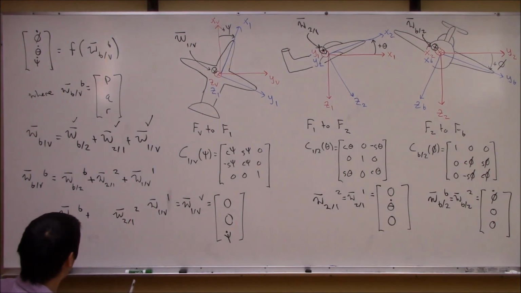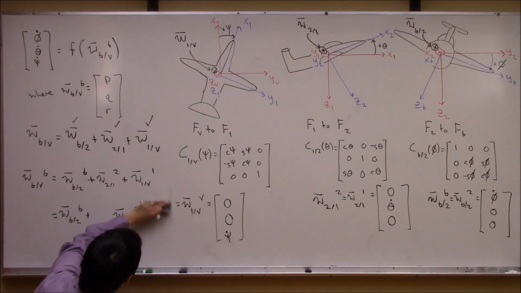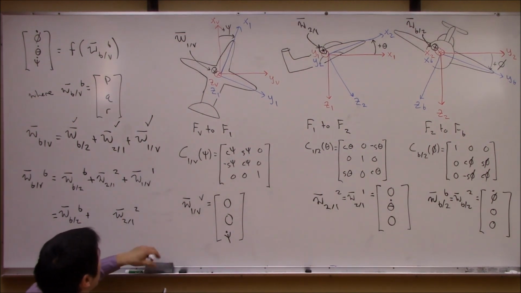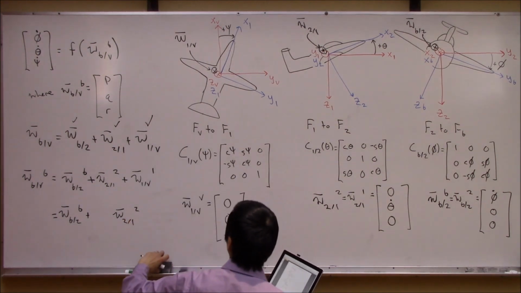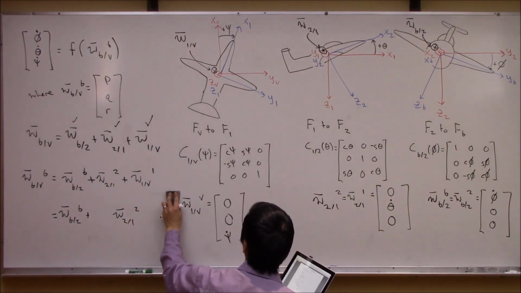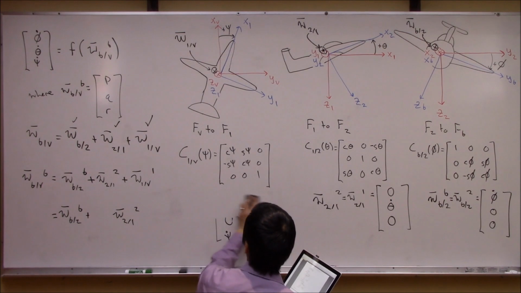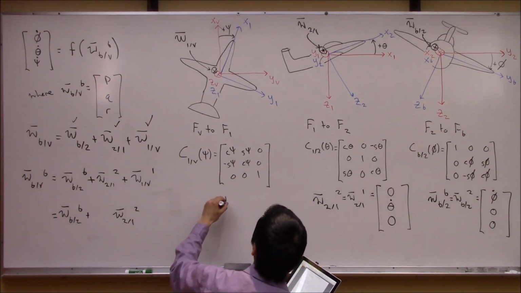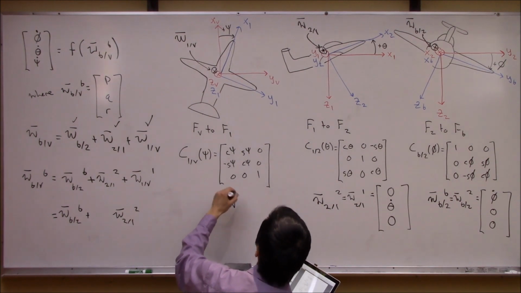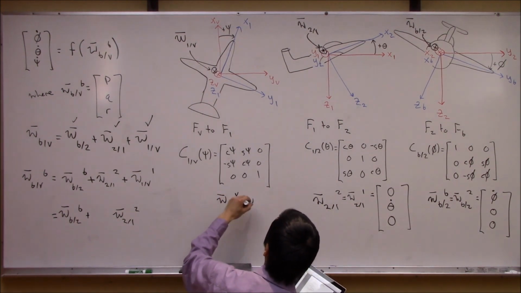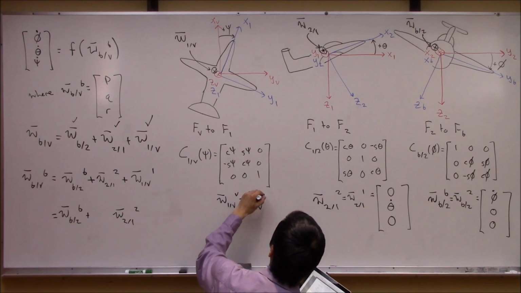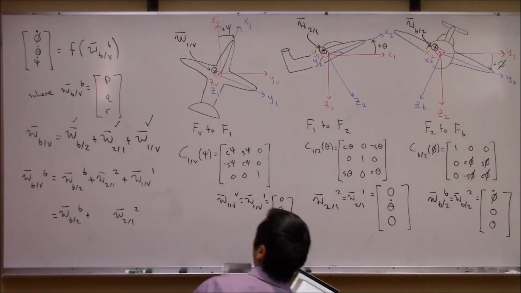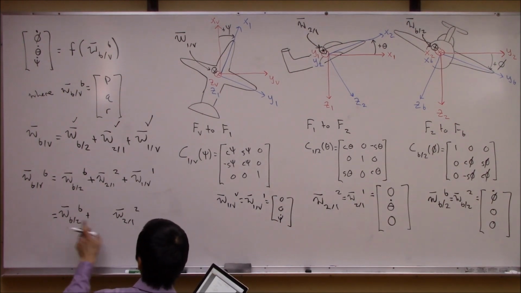I need this thing to be, let me erase this so we're not getting stuff in our way. Let me scoot this over a skosh. What was this? This was omega 1 with respect to v expressed in either the v or the 1 frame. This was 0, 0, psi dot. Okay, sorry, let me move that over. I need this vector to be expressed in the body frame.